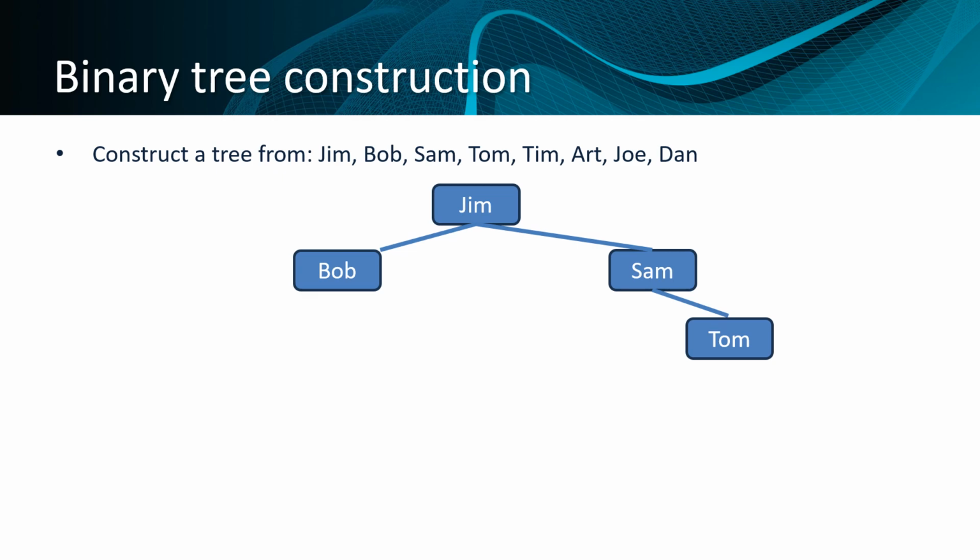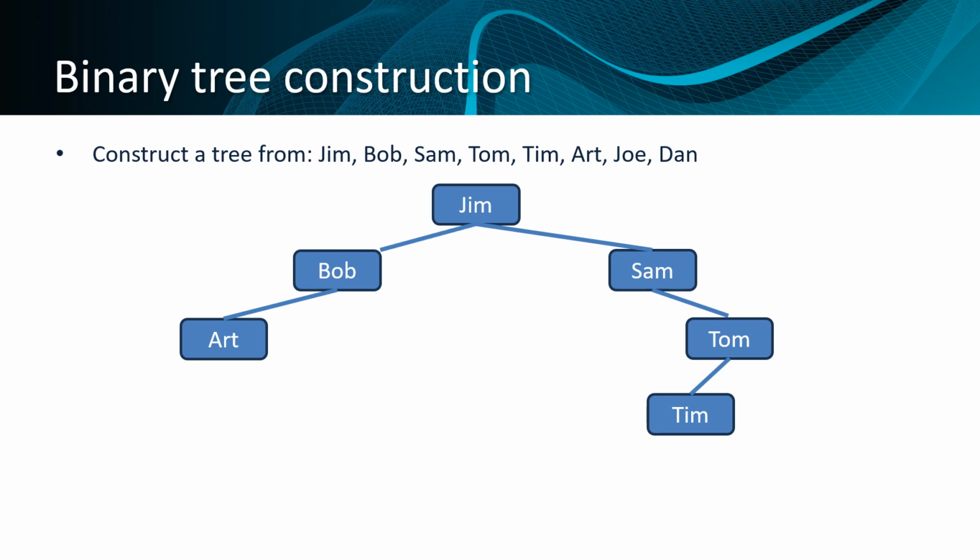Next we search for Tim. Well, it's beyond Jim, so we go to Sam. It's beyond Sam, so we go to Tom. It's less than Tom, so we would add a new node to the left beneath Tom. Next, we're going to add Art. Art comes before Jim, so we go down to Bob. Bob is its own leaf node, so we add a new node to the left of Bob for Art.